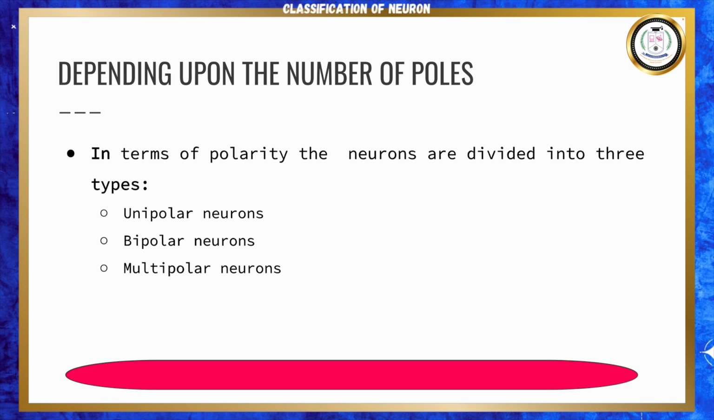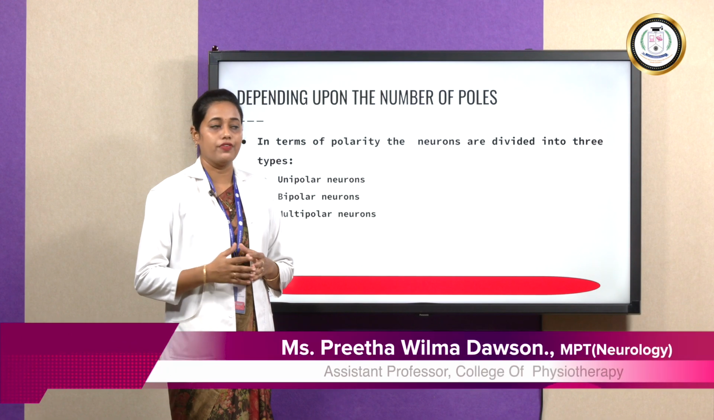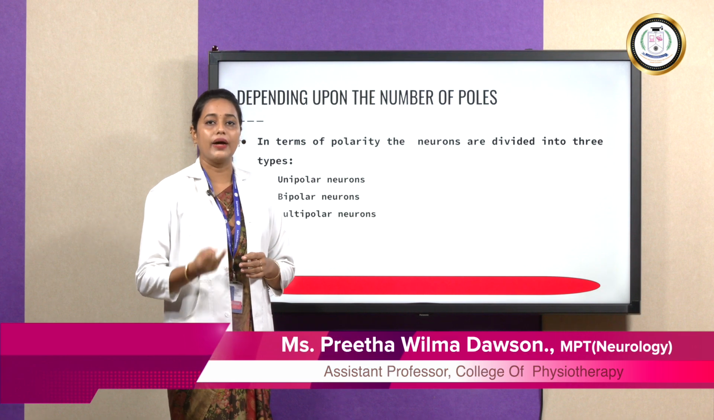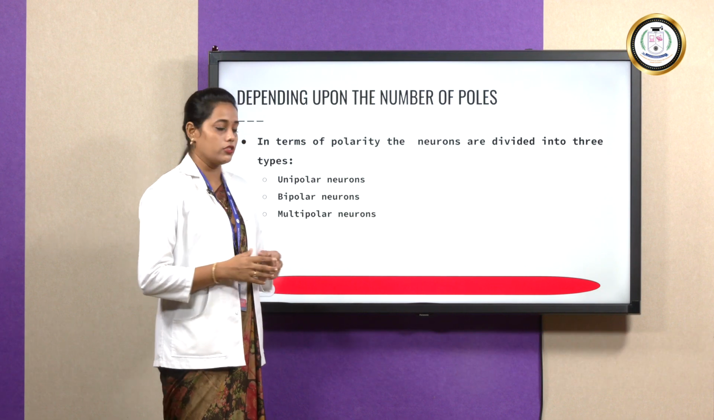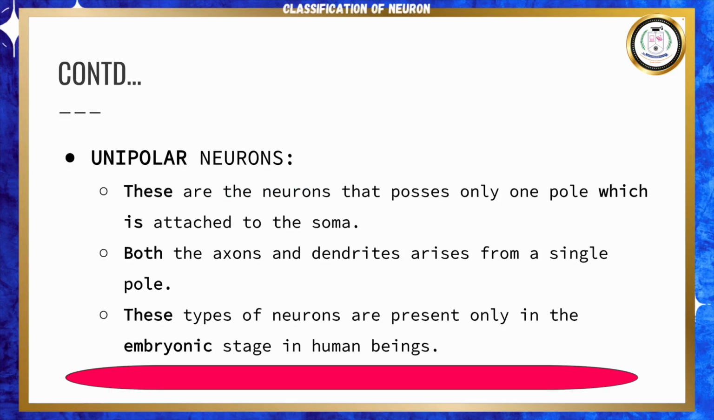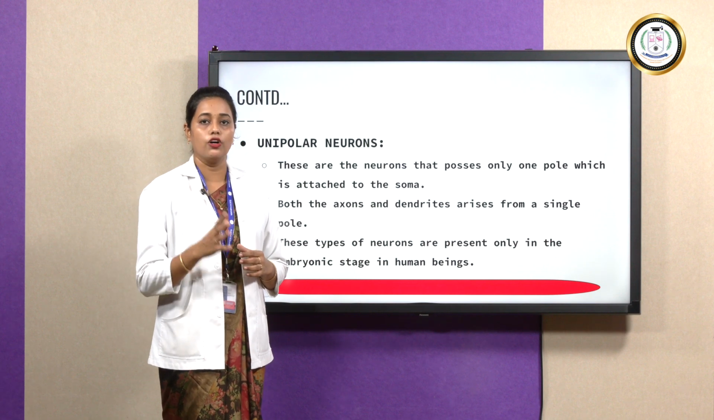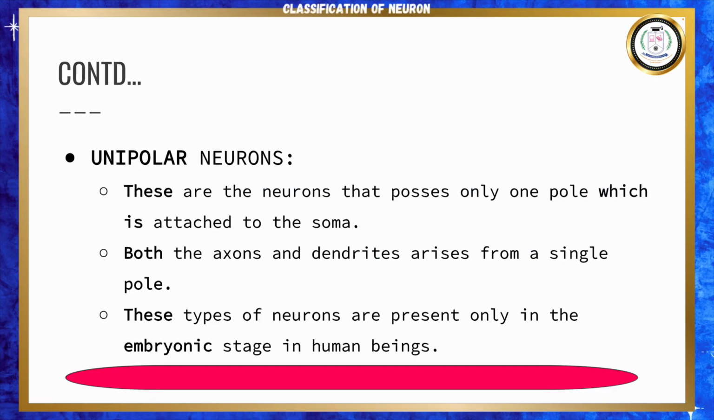So, first, let's get started with depending upon the number of poles. In terms of polarity, that is in terms of number of poles, the neurons can be divided into three types: unipolar, bipolar and multipolar neurons. First, let's start with unipolar neurons. These are the neurons that possess only one pole which is attached to the soma. Soma is the cell body of the neuron. Both the axons and the dendrites will be arising from that pole.